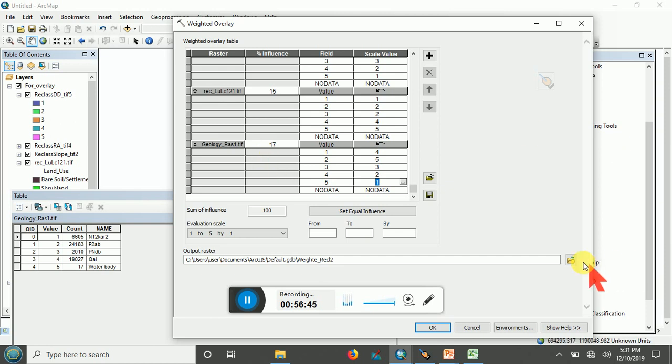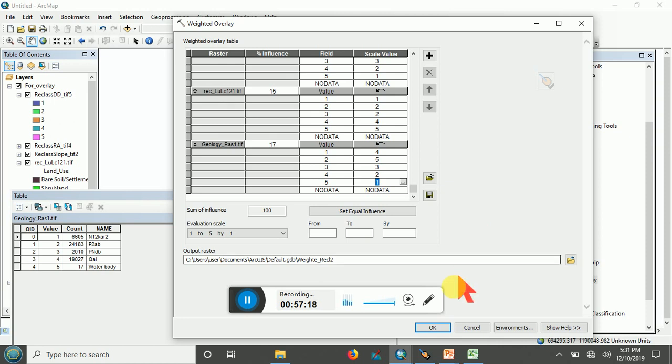Then when I click OK, or when I save my file, I will have a map which will give me the groundwater potential zone of that area. But bear in mind that we gave a scale value from 1 to 5. So when we gave 5, we were saying that it is very important. When we gave 1, we are saying that it's less important.